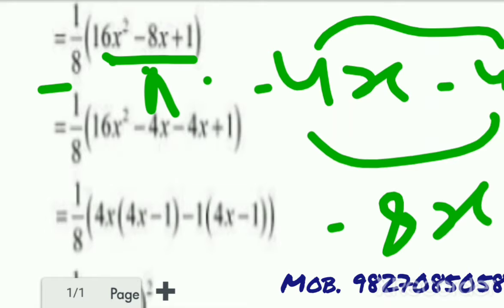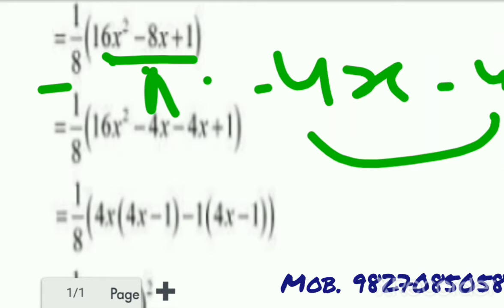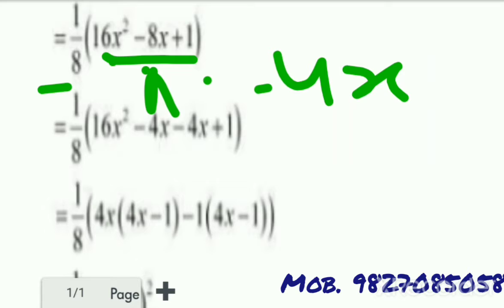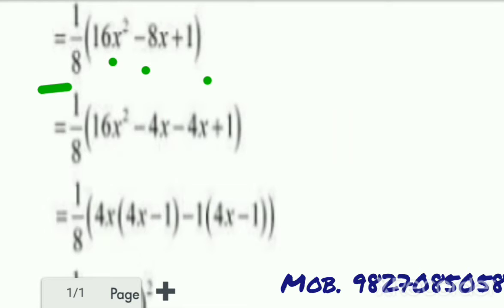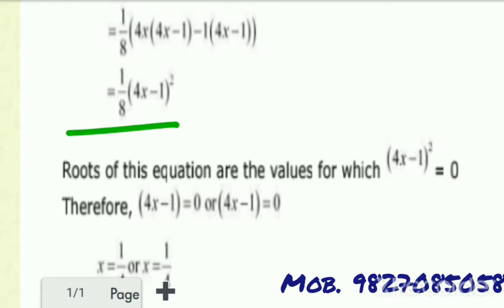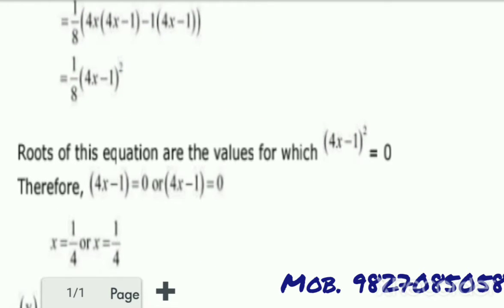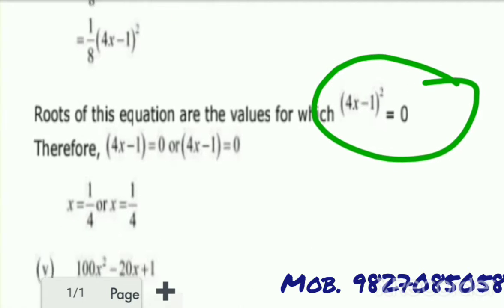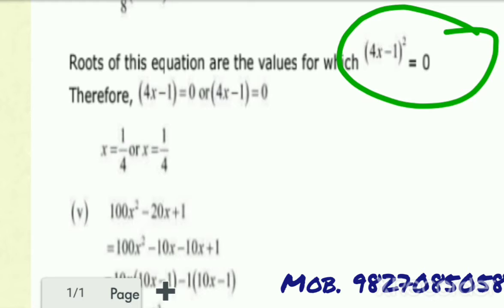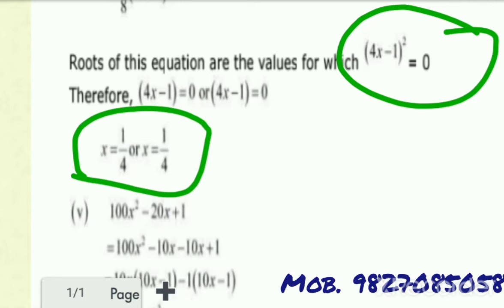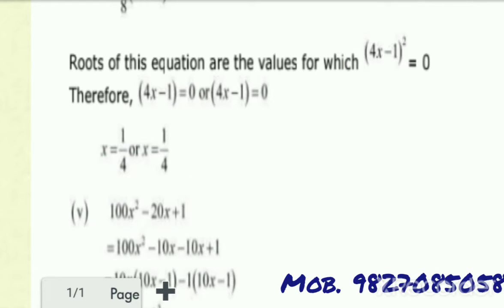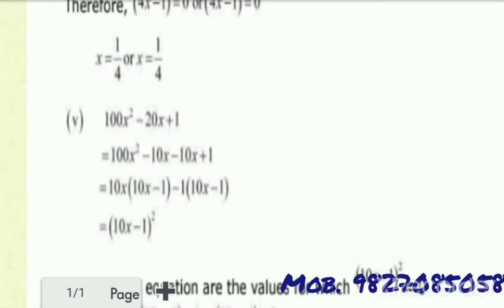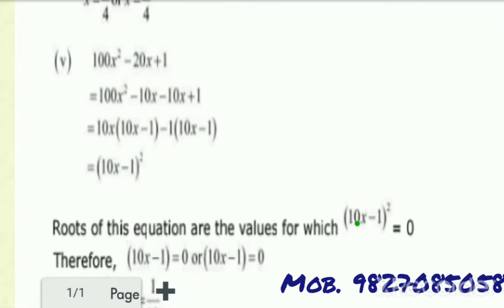Now, same as question number 1 and 2, we have to split, after that take common and solve for x. So we get easily this, and when we find the roots, this becomes equal to zero, and solve for x again. So we get x is equal to 1 by 4 and 1 by 4. Question number 5 is your homework. You have to solve these questions.